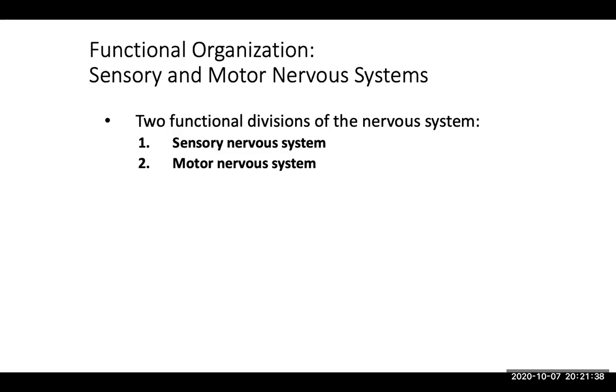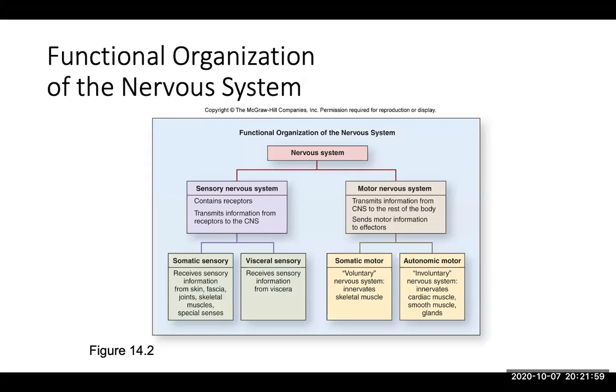There are two functional divisions of the nervous system. The two functional divisions are the sensory nervous system, which takes in all the receptor information from external and internal stimuli, and then the motor nervous system, which will initiate a response from that sensory nervous system. So this is a great chart that shows the functional organization of the nervous system. If we divide the nervous system, we divide it into the sensory component and the motor nervous system component.